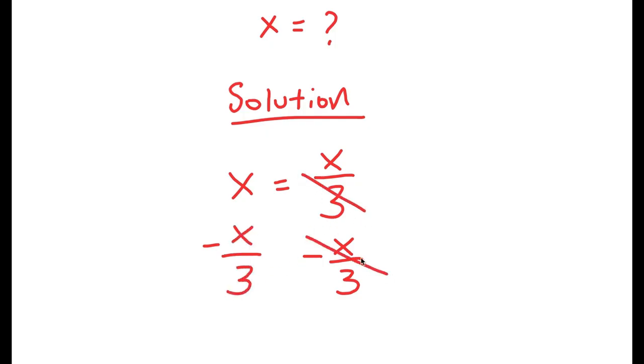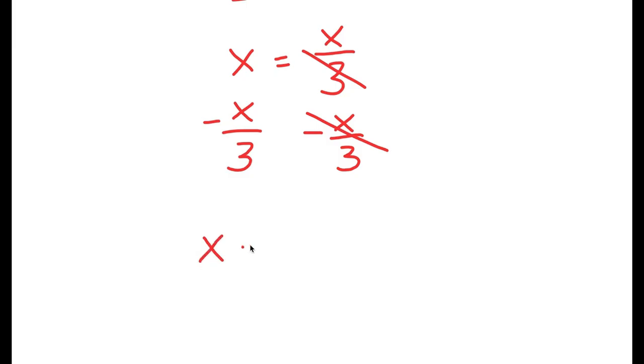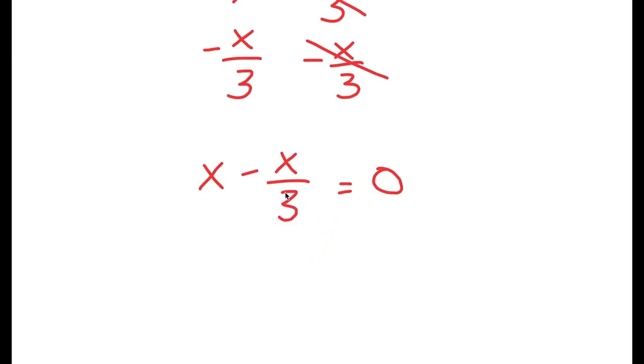So then these two cancel out, and I get x minus x over 3 is equal to 0. So now from here, what I'm going to do is multiply both sides by 3, because we want to get rid of this division of 3. So the only way to do that is to multiply both sides by 3.